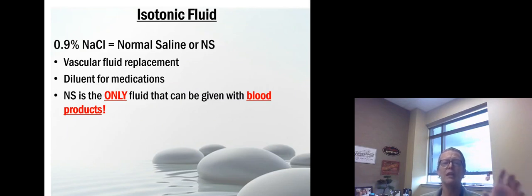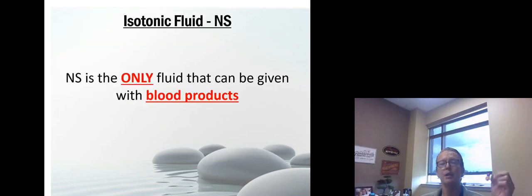Noteworthy here, it's the only fluid that can be given with blood products. It's the only one that can go in the tubing to prime the blood tubing. If fluid needed to be given along with blood and we didn't have another choice, we could give a bolus of saline with blood, but that is very uncommon and is only used sometimes if you need to dilute the blood to get it to flow a little better and get it in on time. Again, normal saline is the only fluid that can be used with blood products or to prime blood tubing.